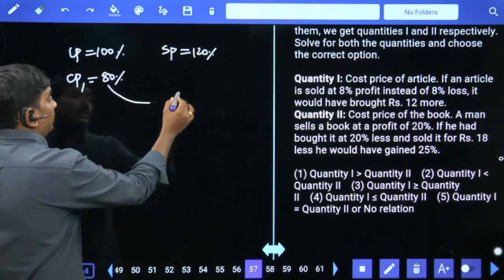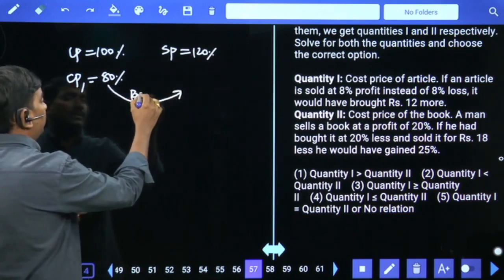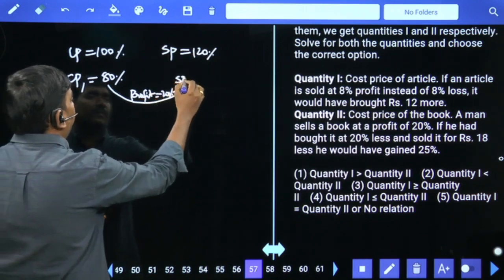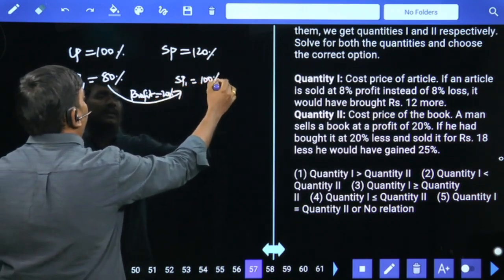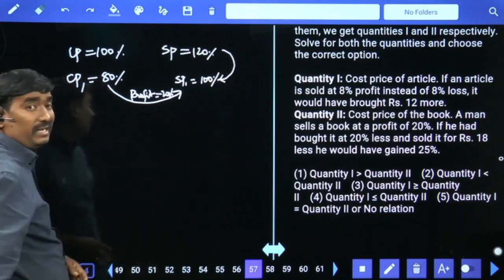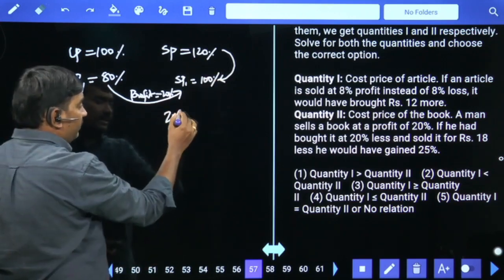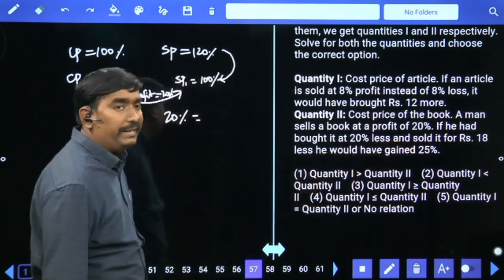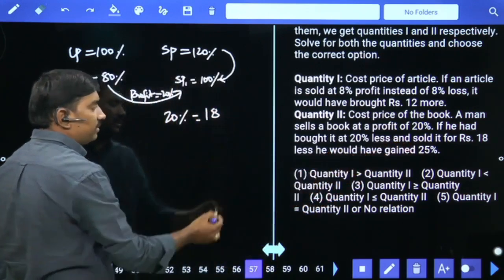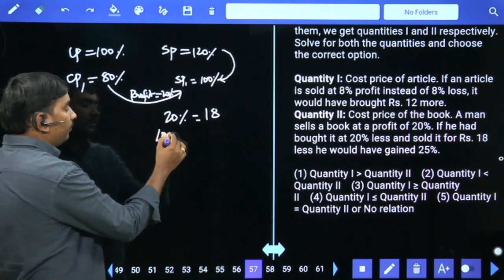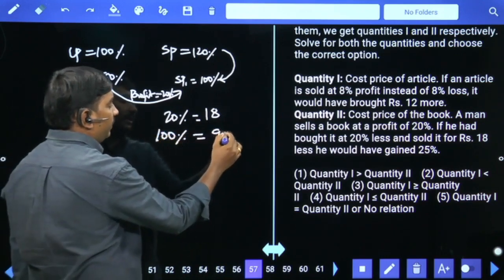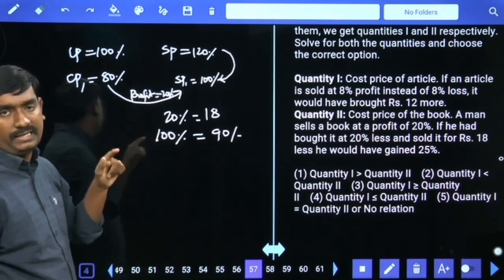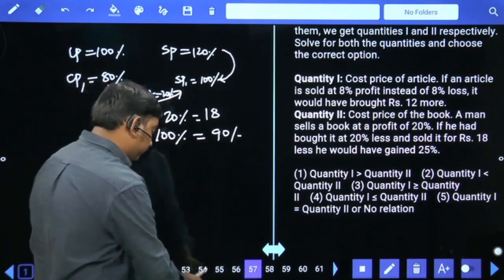80. In this, 25% profit means nothing but 20% profit. Then selling price became 100%. Initially 120, right now 100. 20% decrease because we sell it for 18 rupees less. So 20% is equal to 18. Original cost price 100% is 90 rupees. Quantity 1 is 75. This is 90. 1 less than 2.